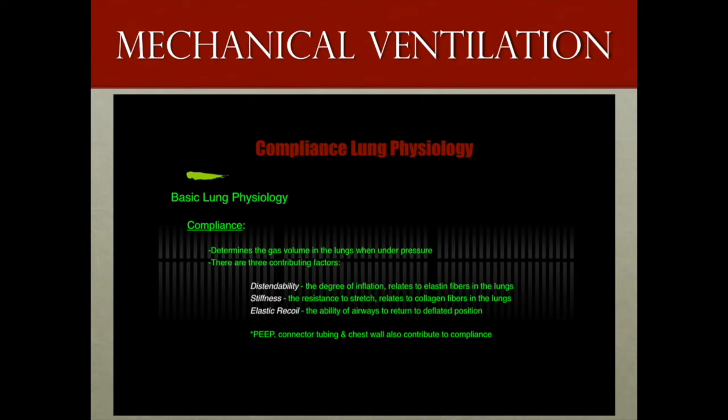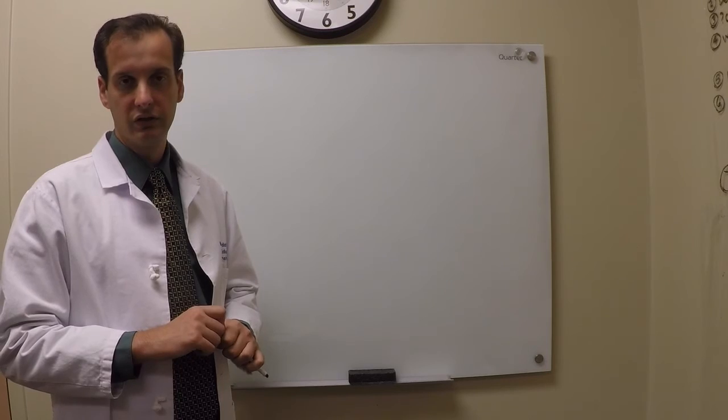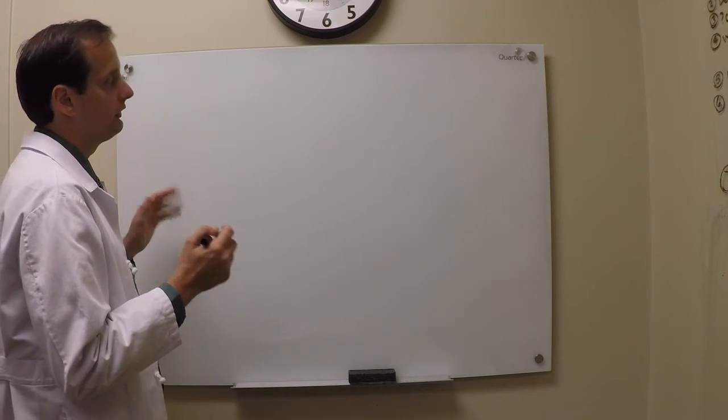Compliance determines the gas volume in the lungs when under pressure. There are three factors that contribute to the physiology of compliance, and those are distensibility, stiffness, and elastic recoil. Distensibility represents the degree of possible inflation, and it relates to the population of elastin fibers within the lungs. Stiffness is the resistance to the stretch, and it is related to the population of collagen fibers within the lungs. Elastic recoil is the ability of the airways to return to their deflated position. The three factors that contribute to compliance are your distensibility, your stiffness, and your elastic recoil. And again, think of it like rubber bands.